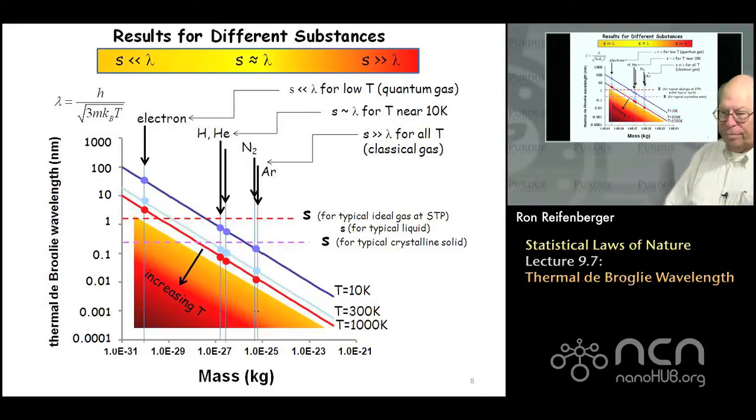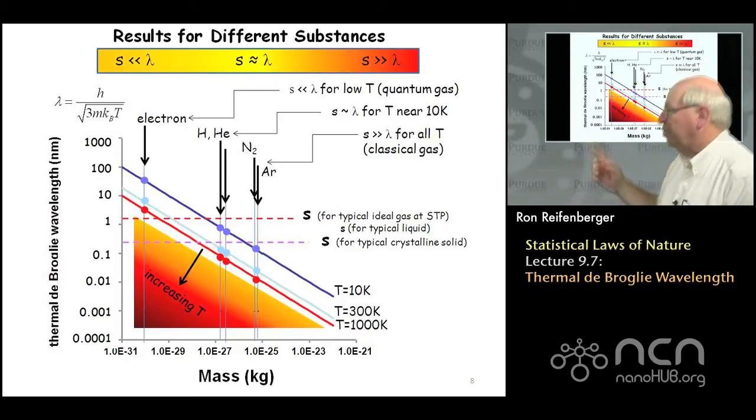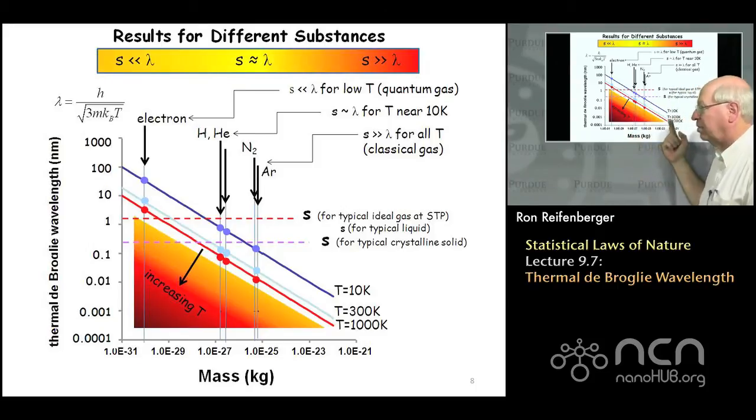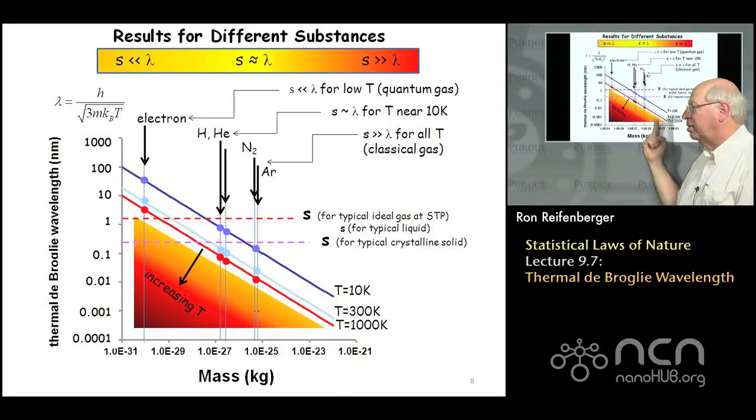Since this axis is telling me the thermal de Broglie wavelength due to these different temperatures, for instance, if I have a gas at 10 Kelvin, the thermal de Broglie wavelength of a particle with a mass of 10 to the minus 23 kilograms is about 0.05 nanometers, which is what I get by taking this point and extrapolating over.